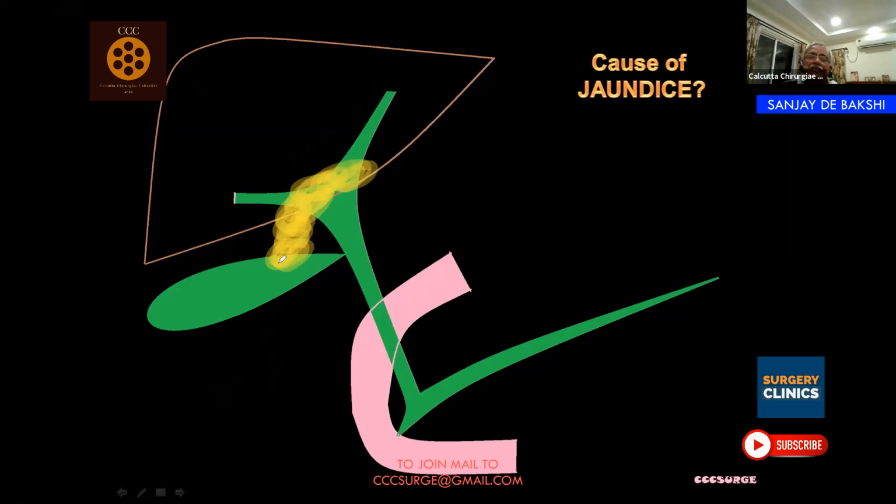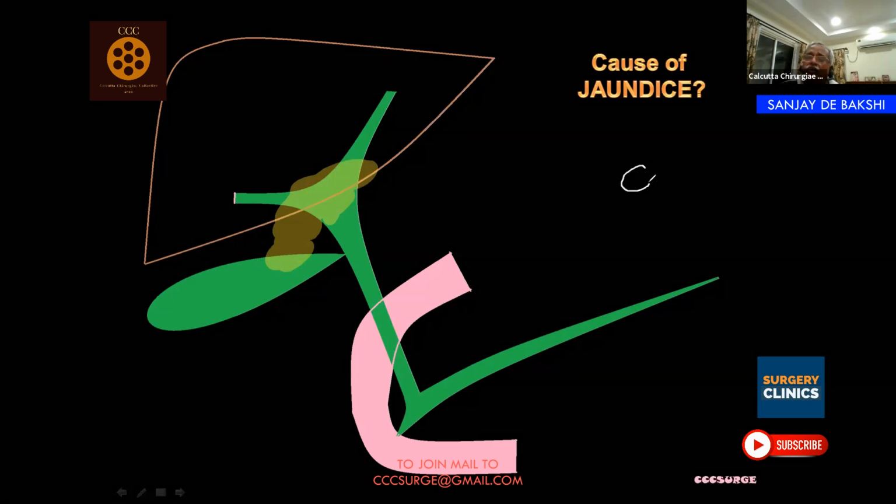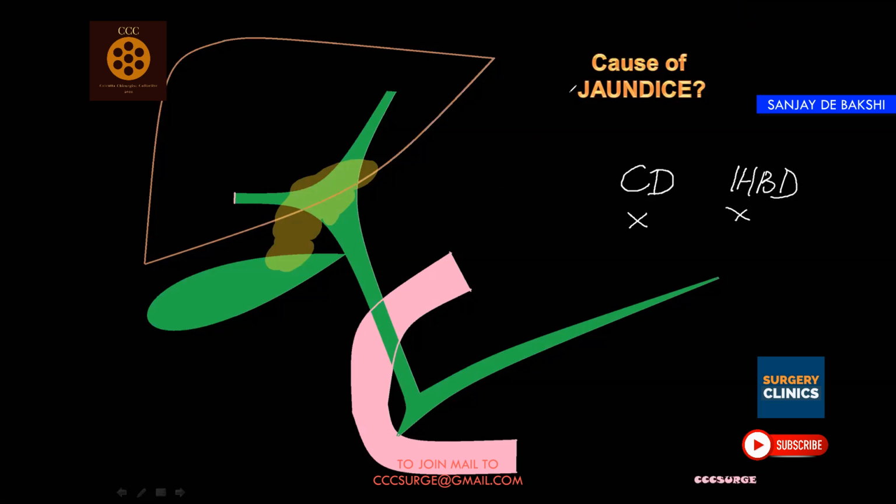Involving out here. So let me just take this color, and I'm going to call it the CD, the common duct. Because you have the common hepatic duct and the common bile duct and the intrahepatic bile duct. So if that is there, is the common duct dilated? No, because it's blocked out here. Intrahepatic bile duct, it's already infiltrated out here. So no.